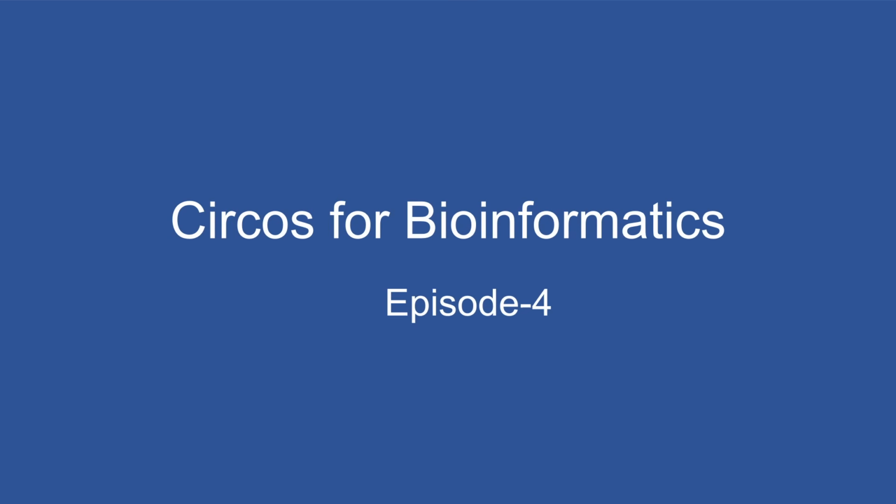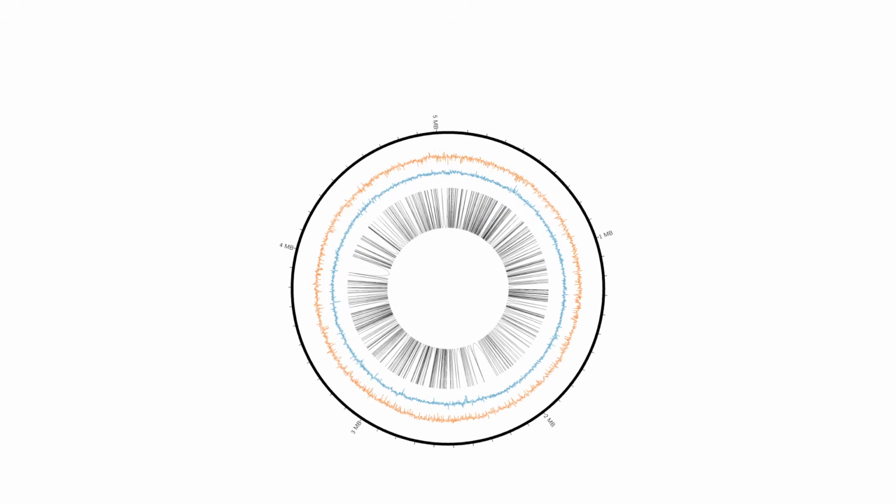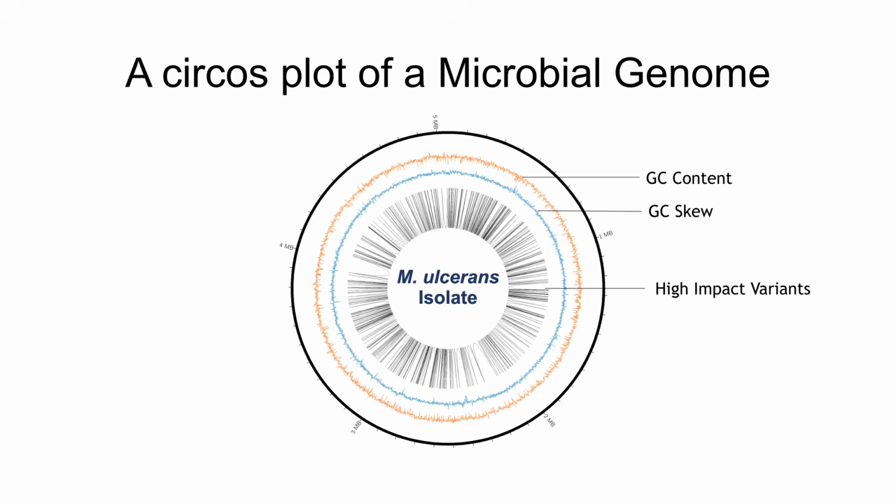Welcome to the fourth episode of my tutorials on Circos for bioinformatics. In this video, I'll show you how to generate this Circos plot here. Now, this is a Circos plot of a microbial genome, to be specific, a Mycobacterium ostrans isolate. The plot comprises the GC content, GC skew, and the distribution of high impact variants.